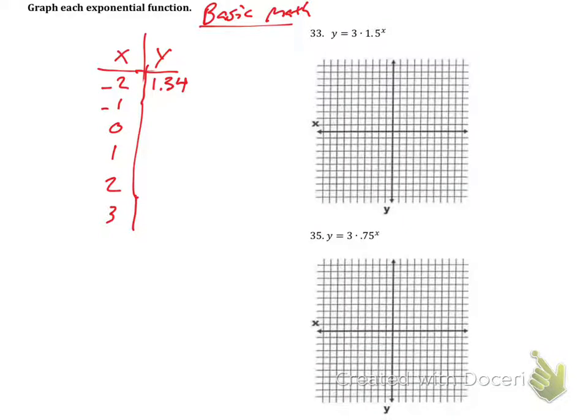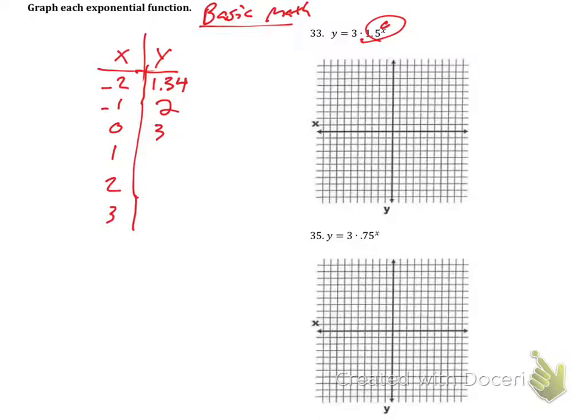So I'm going to do the same thing with negative 1. I'm going to do 3 times 1.5 to the negative first power, and that's going to be 2. And then I'm going to do 0, so that'll be like 3. So remember, 0 to the 0 power is going to be like 3 times 1, because this is going to turn out to be 1. So 3 times 1 is 3.